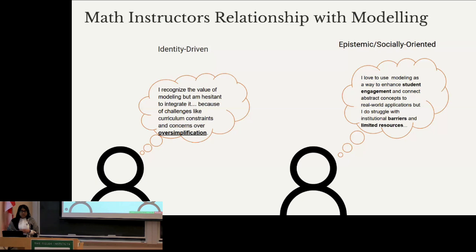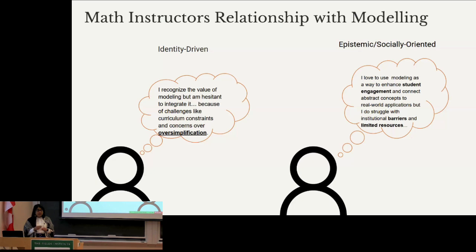And they also mentioned how the curriculum was often very overloaded, sometimes very technical and procedural, and they can't really do much to change that because they had students that needed to have good grades and all the other constraints, we could say. And the other type of teachers was more epistemic and socially oriented. They really enjoy seeing how students were interested by seeing how math could be used in a real world context, in their jobs and in their fields.